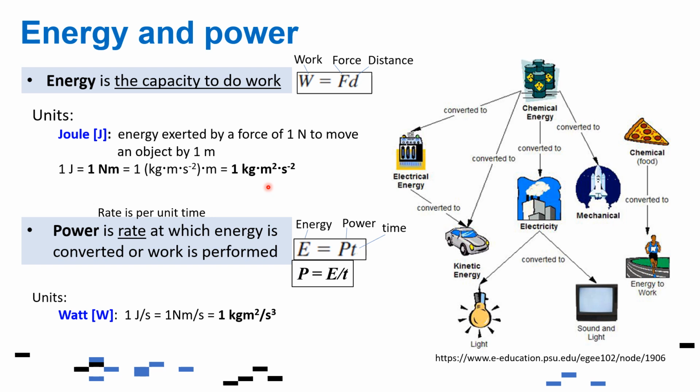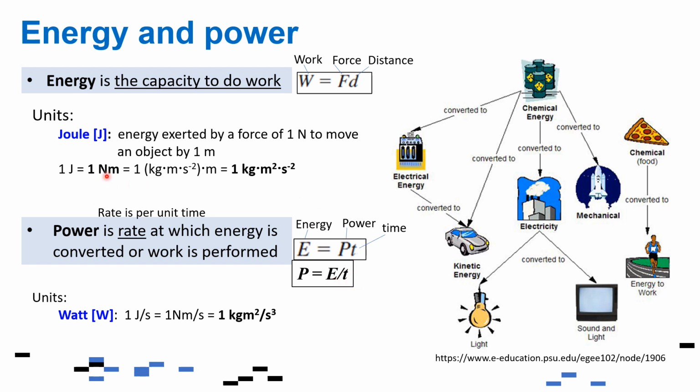In the same way, power, as we all know, is basically the rate at which energy is converted to work, or work is performed. So in terms of equation, energy is equal to power times time. When you say rate, it's a rate per unit time. So it's energy per unit time. Power is just energy E over time.